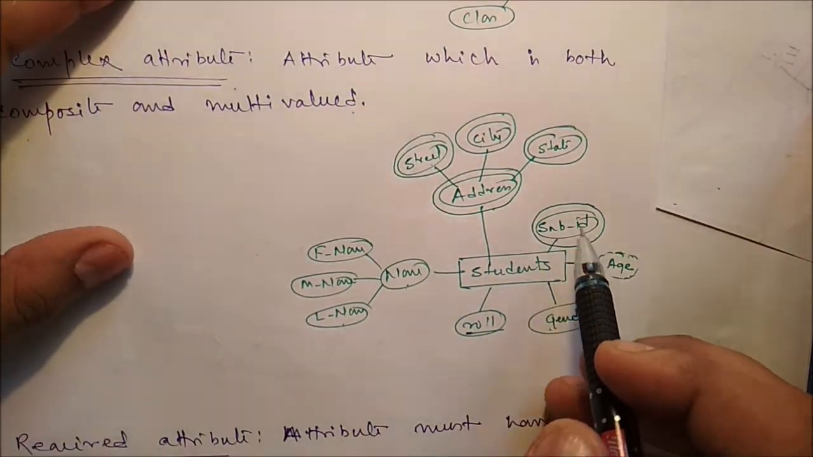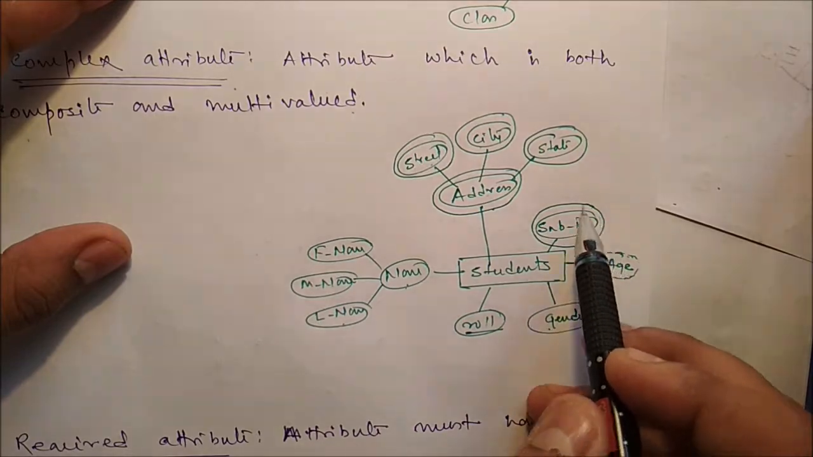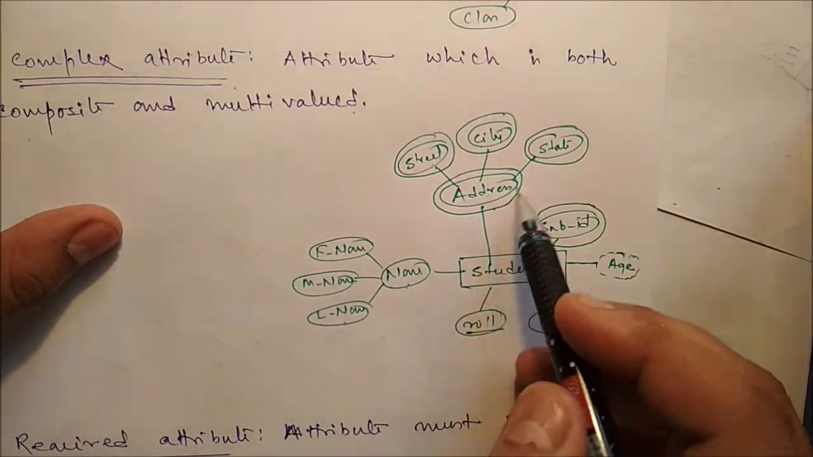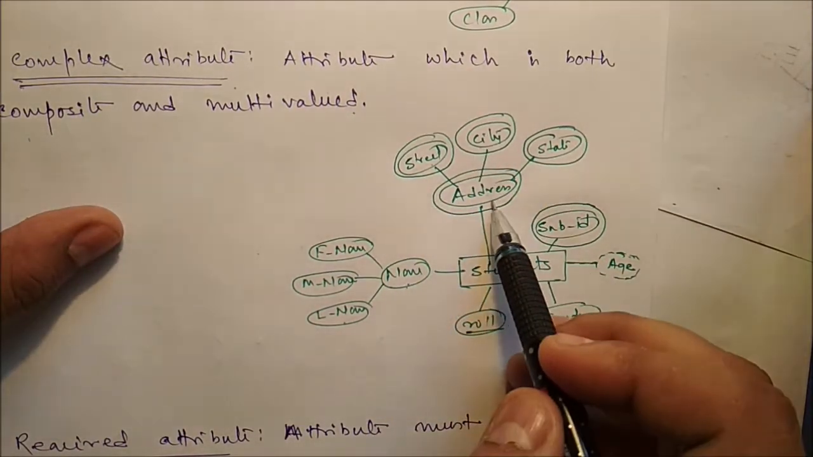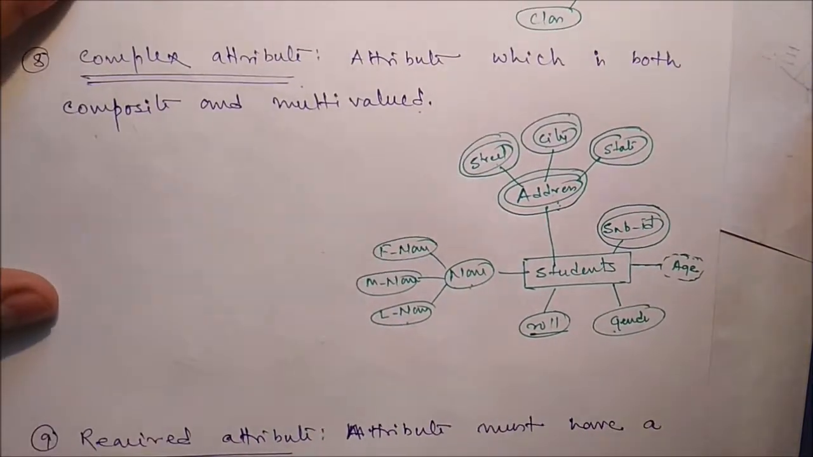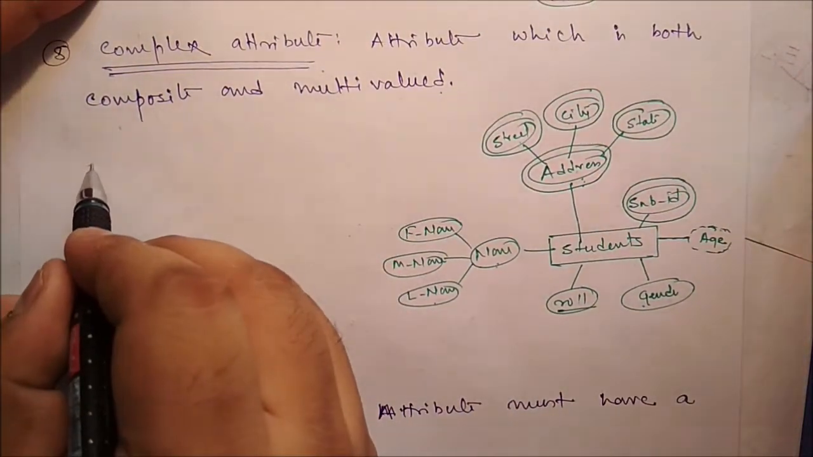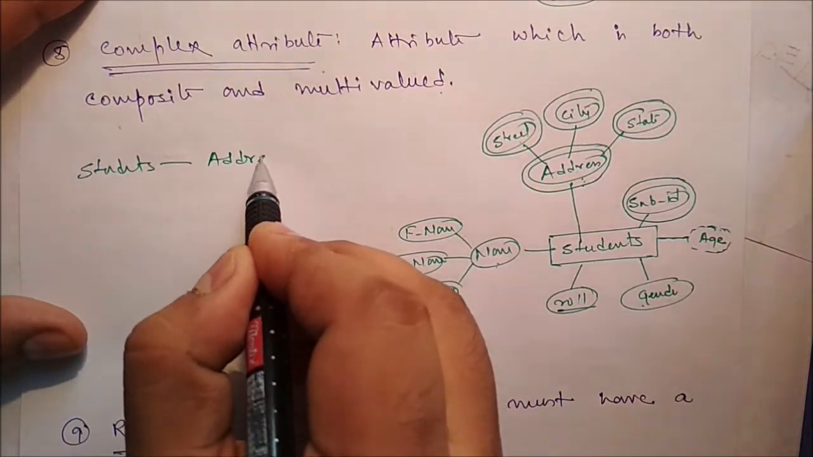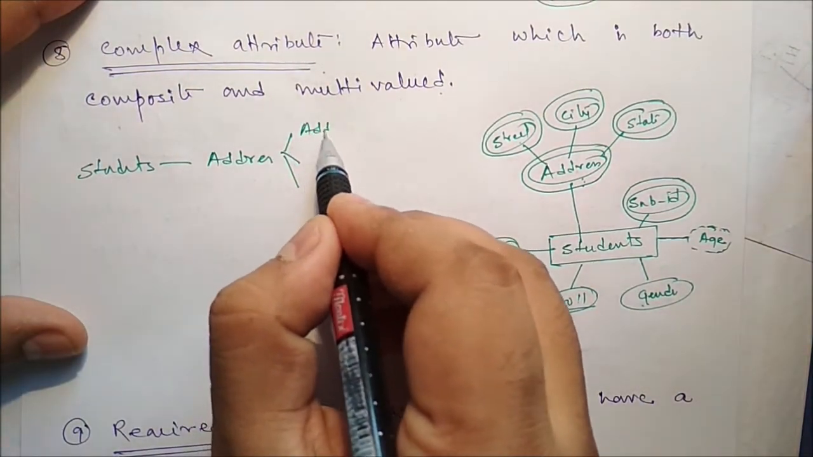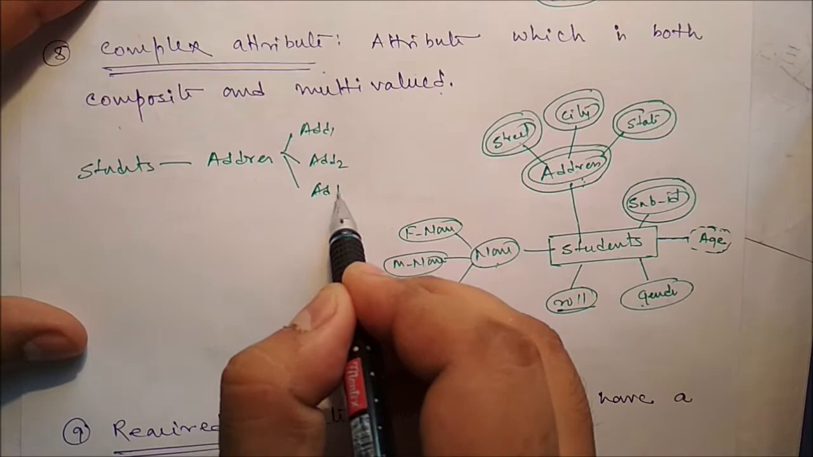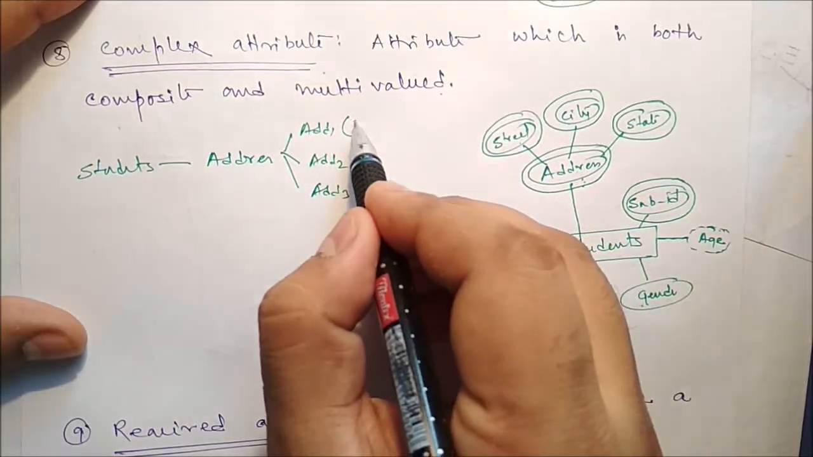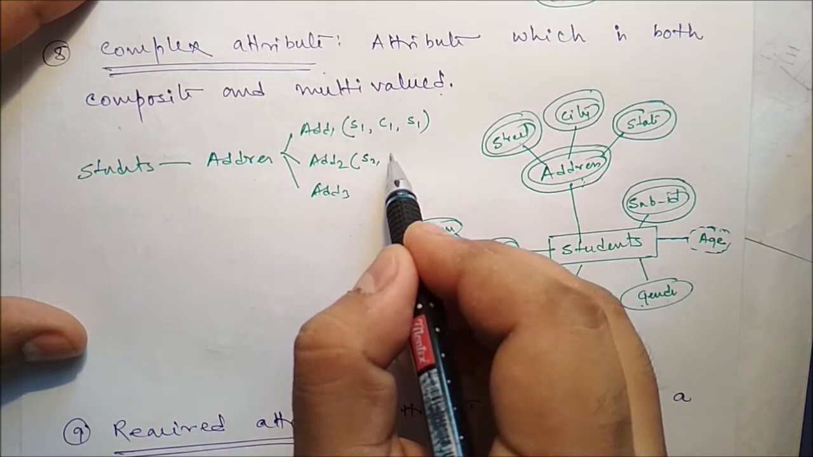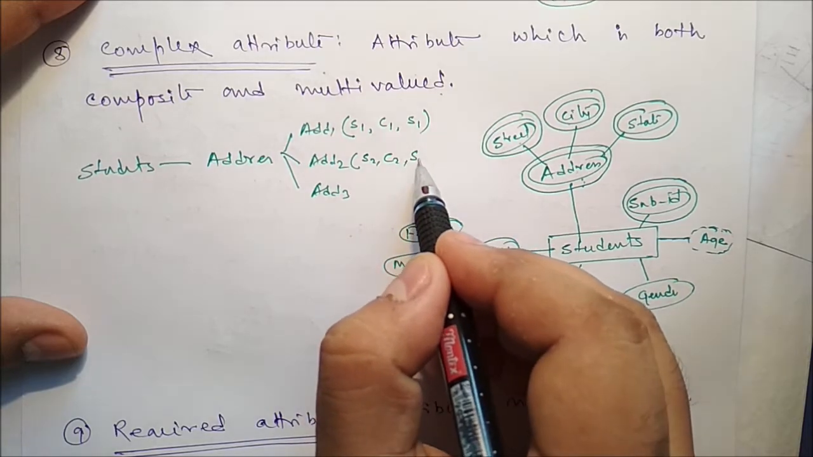You can see the difference. This one is multi-valued, but it is not composite. This one is composite, but not multi-valued. But this is the example of both: a complex attribute, which is both composite as well as multi-valued. So for students, there are addresses, say address 1, address 2 and address 3. Then you can say street 1, city 1, state 1, street 2, city 2, state 2, and so on.